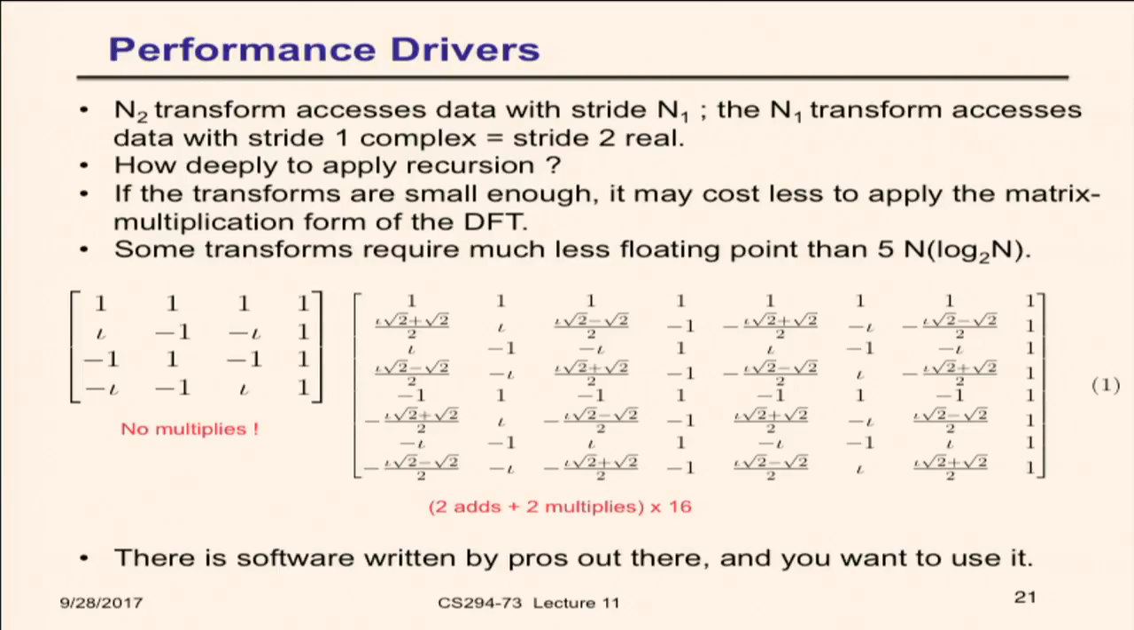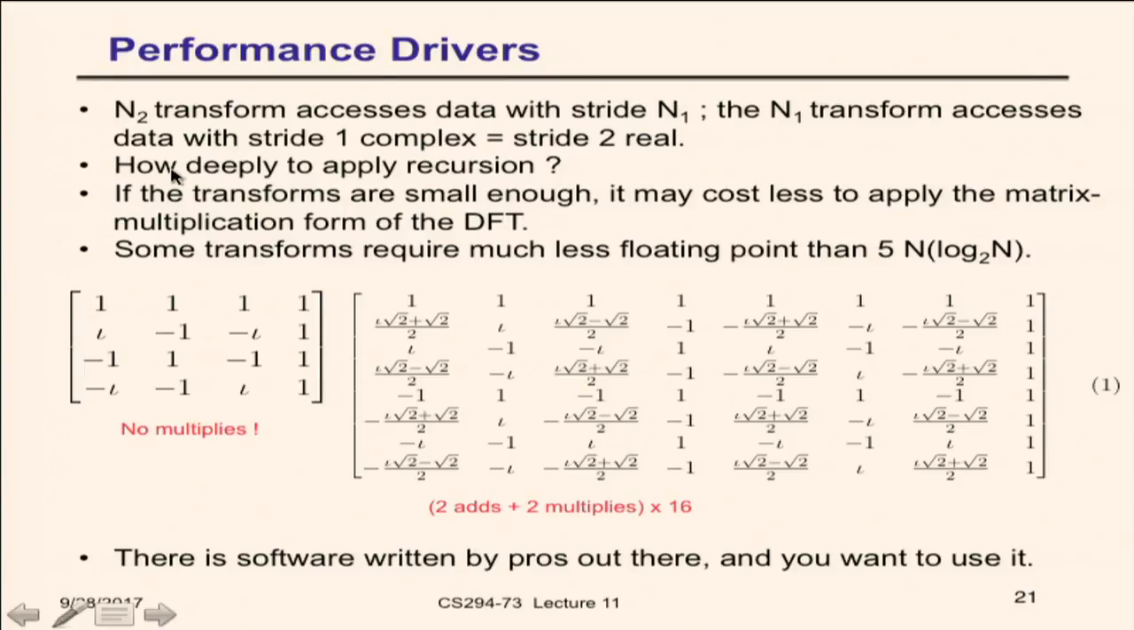So in that formulation, in that world, what are the performance drivers? Well, when we talked about cache-based systems, we said data access is a big performance driver. So the N2 transform accesses data with stride N1. The N1 transform accesses data with stride 1. That's stride 1 for complex, which is stride 2 for real. So you have to balance the cost of data access with the cost of strided data access with the cost of the amount of floating point you're doing.